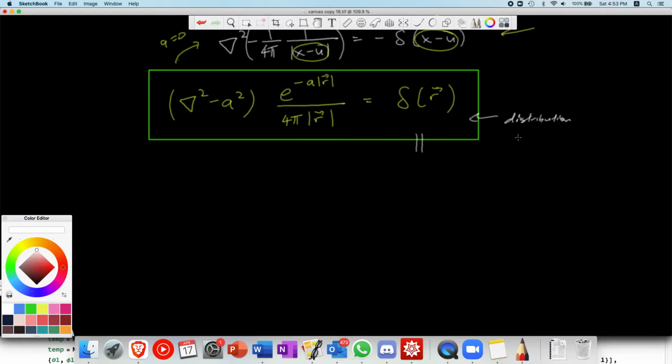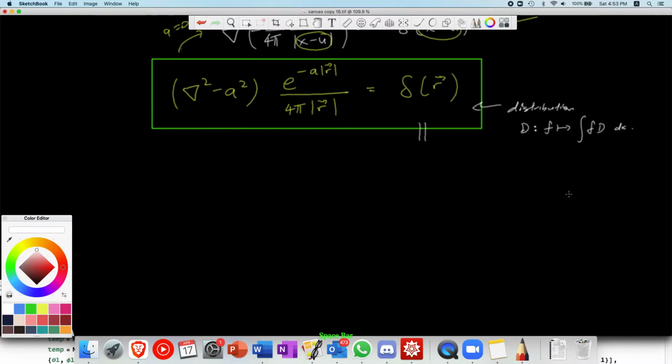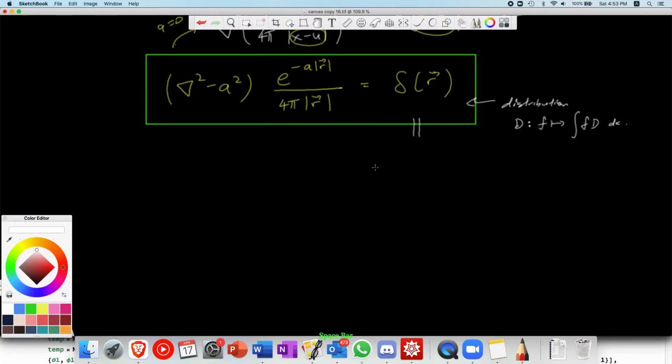test functions. Let's say D is a distribution, and D is a map from test functions onto some real number, and the real number is given by the integral of this function with the distribution dx. Briefly speaking, you can put the distribution into an integral and you get a real number. We will be avoiding the mathematical formalism of distributions by working in momentum space and using Fourier transforms. So we are hiding behind the mathematical rigor by using Fourier analysis.